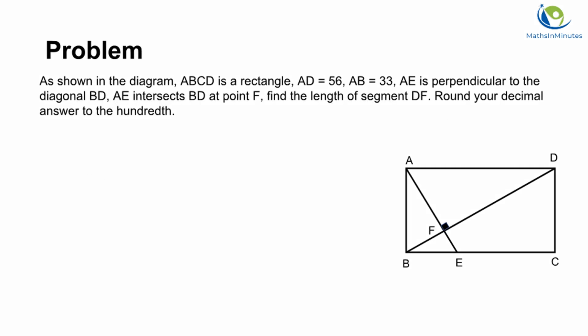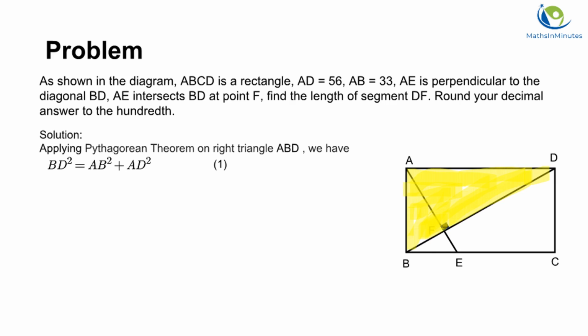Next, let's look at an example problem. Please pause the video and read the problem. In this problem, there is a right triangle ABD with the altitude AF for the hypotenuse. Intuitively, we can apply right triangle altitude theorem to solve the problem.